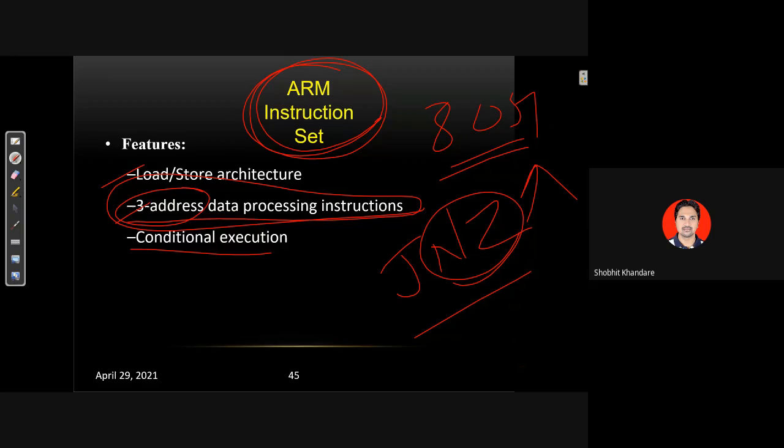But as far as the ARM instruction is concerned, we have conditional execution. But this conditional execution is mentioned in the instruction itself. Now please try to understand this. This is very important. Conditional execution.